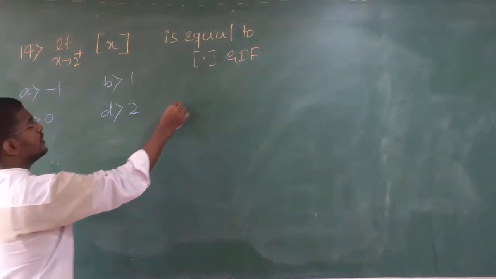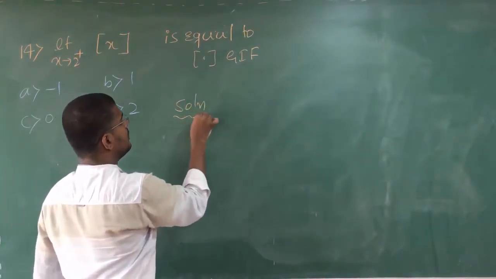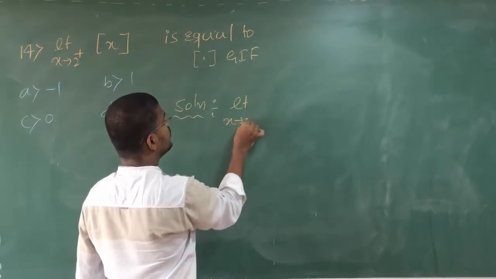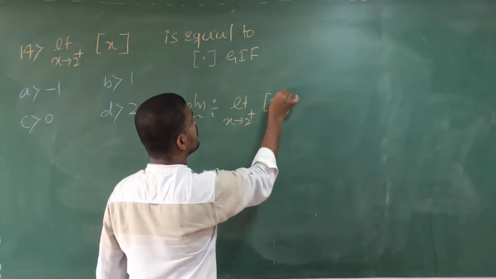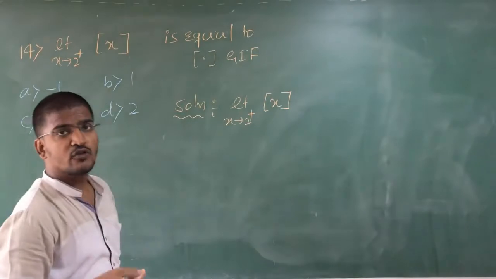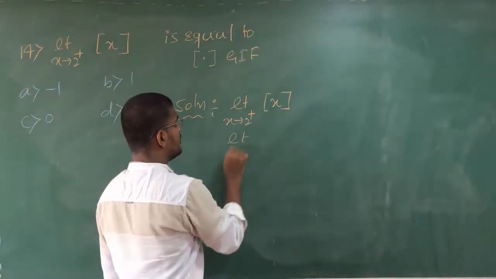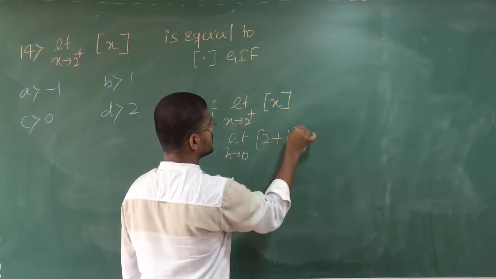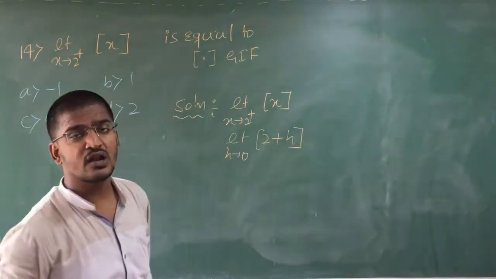See here, they are giving the limit as x tends to 2 plus of the greatest integer of x. Again go for the substitution method. Limit as h tends to 0, it will be 2 plus h. Now I will not write each and every step.